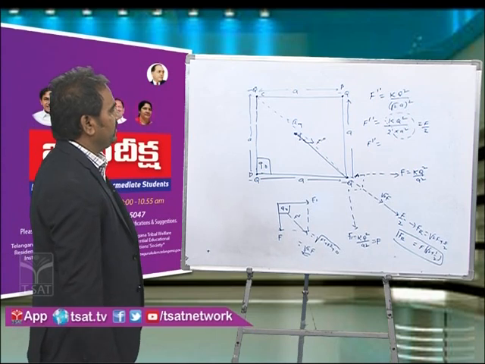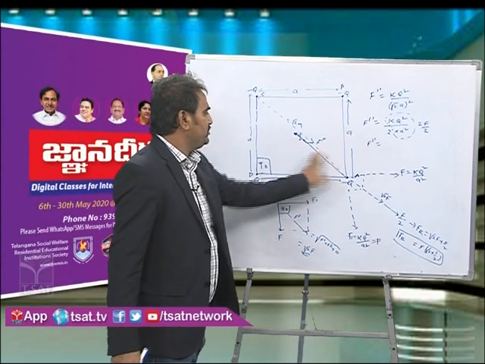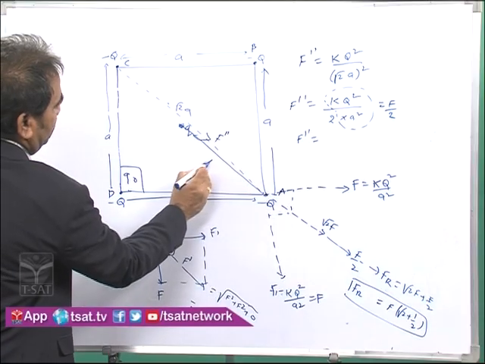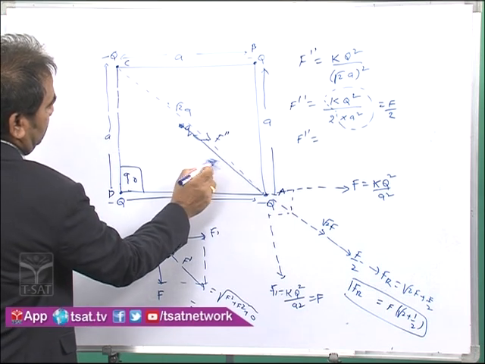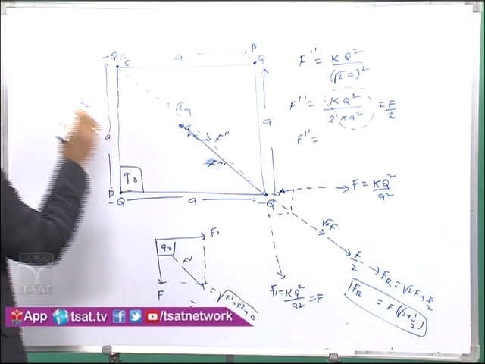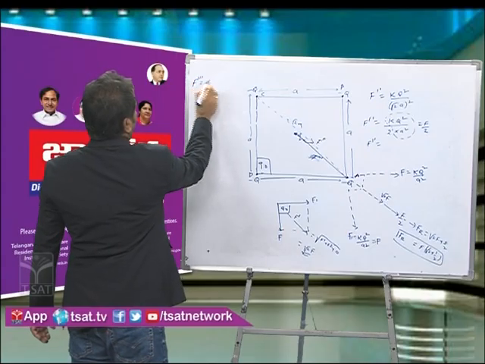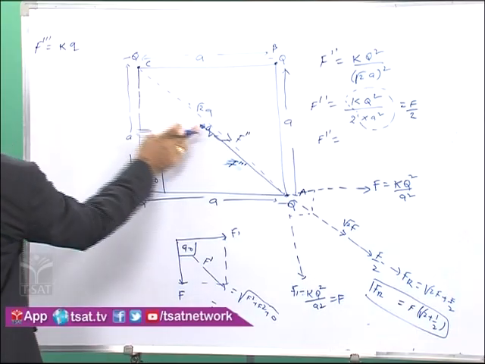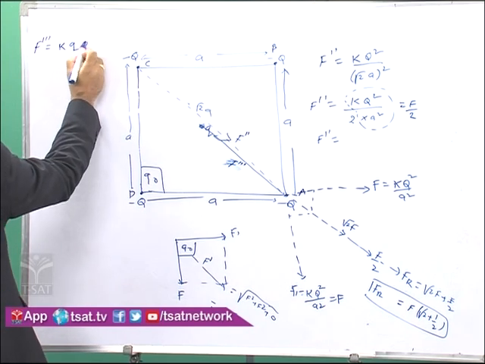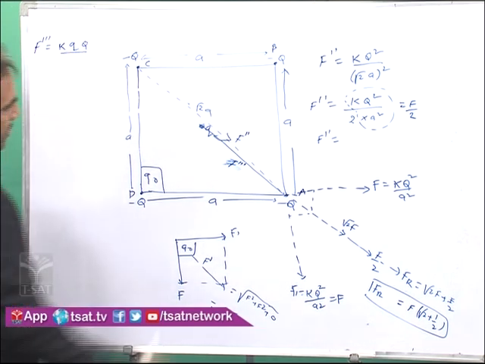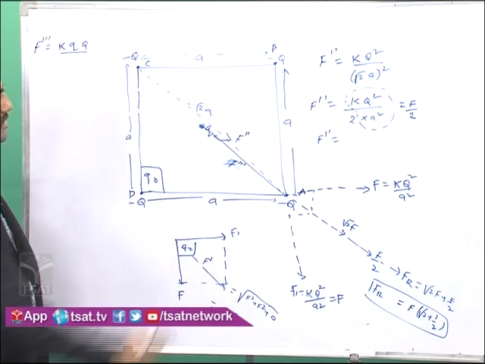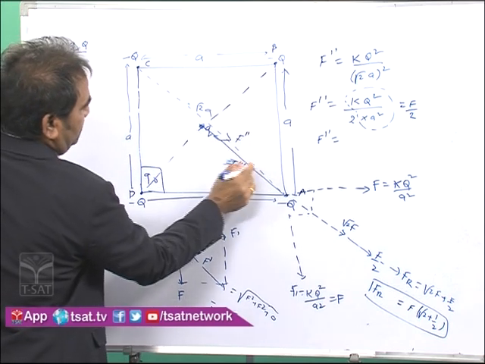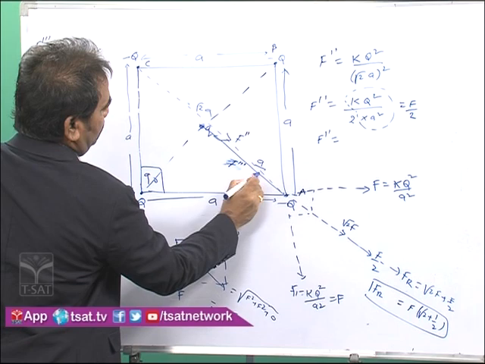Now we will have to calculate the attraction force between these two charges. Therefore, the attraction force between these two charges is given by F triple dash. F triple dash is equal to K into the force of interaction between those charges, Q into capital Q upon the distance between these two charges square. This total distance also already you know is root 2a. So this is a half of the distance. This would be a by root 2.